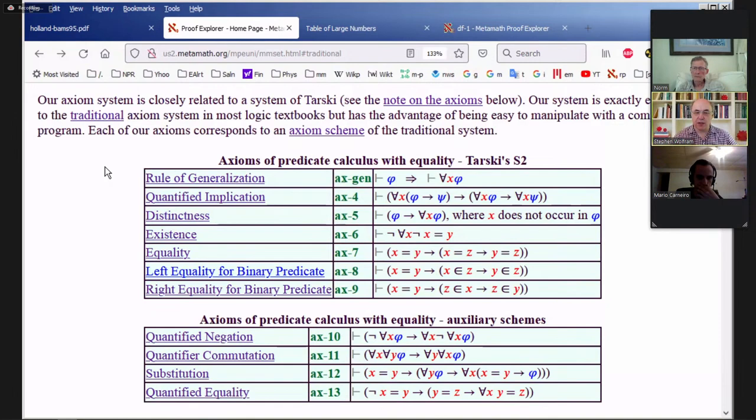But so now let's talk about what human mathematics is in that context. What I think you're saying is, let's take ZFC.